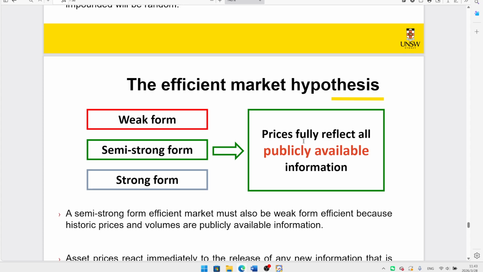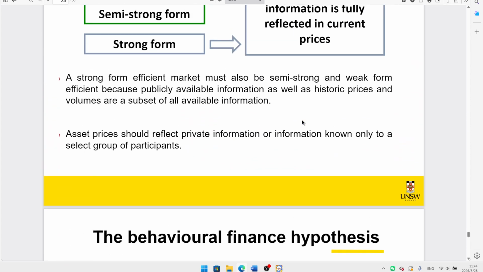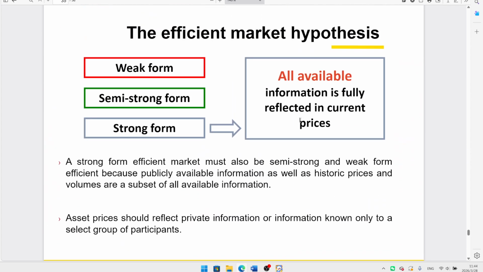The next part is the strong form. It's all information, including inside trading information, inside information. Great.